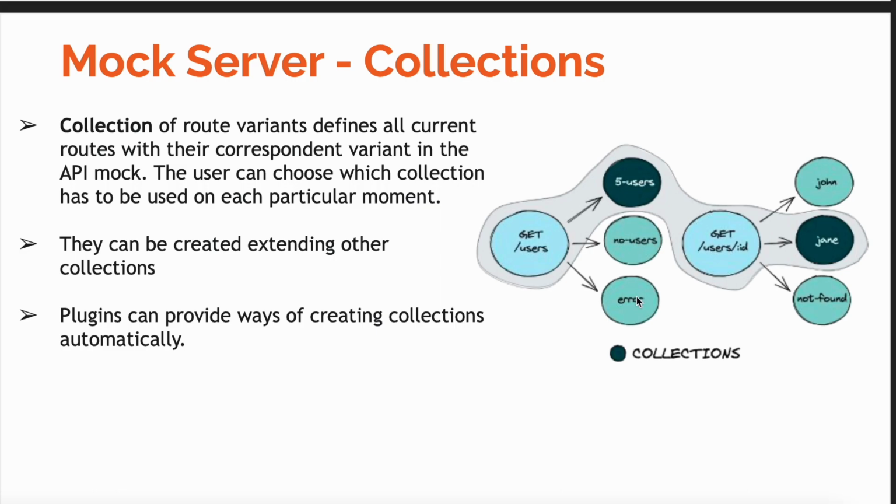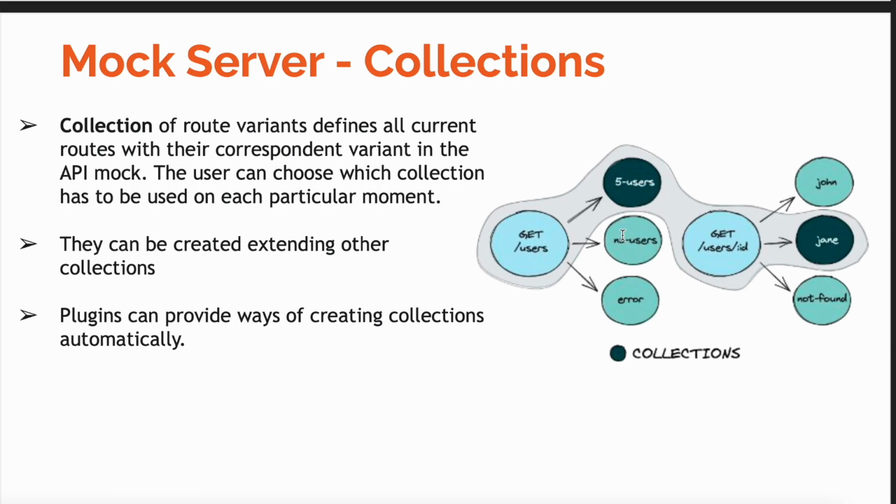Then again there is a route called get a single user, meaning GET slash user slash ID, and it has 3 variants. One lists a single user named John, the other lists a single user named Jane, and the third gives a not found error message. So now you have a route to list the users and a route to get a single user, and three variants of each route.